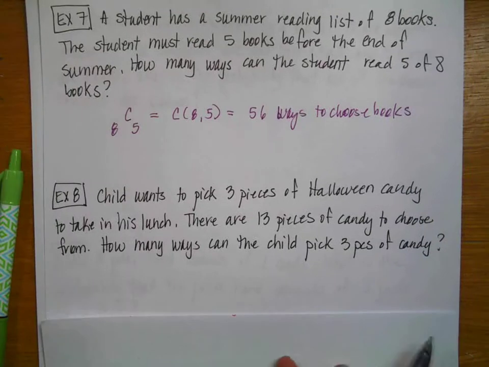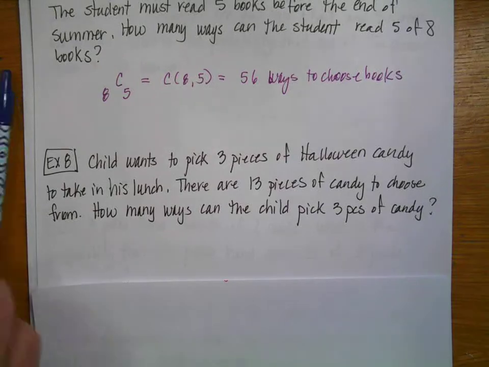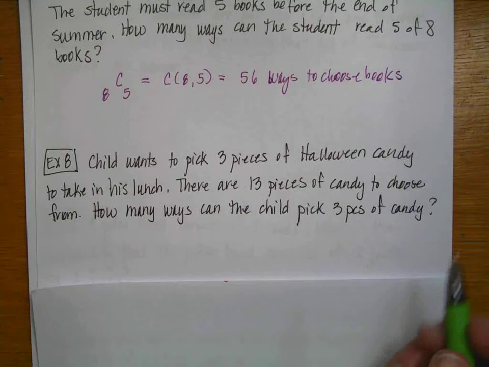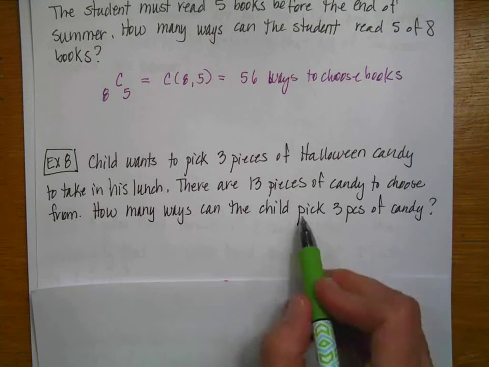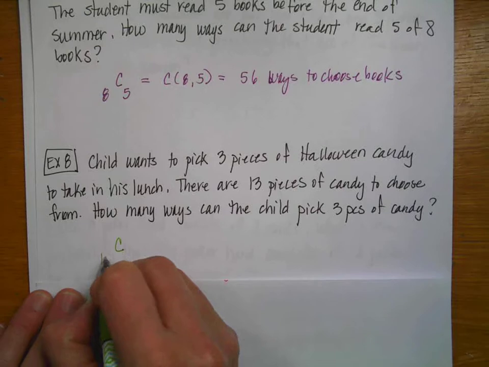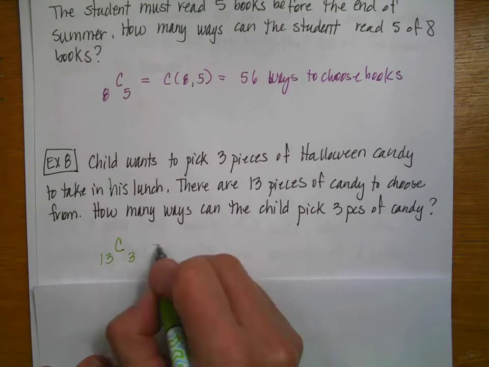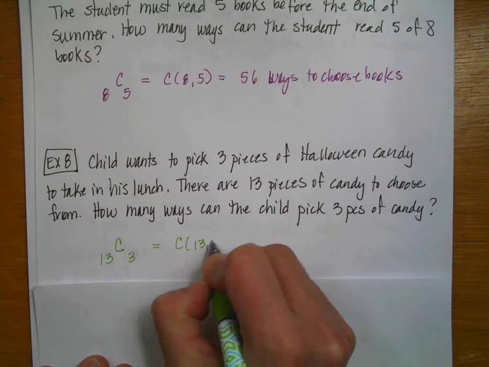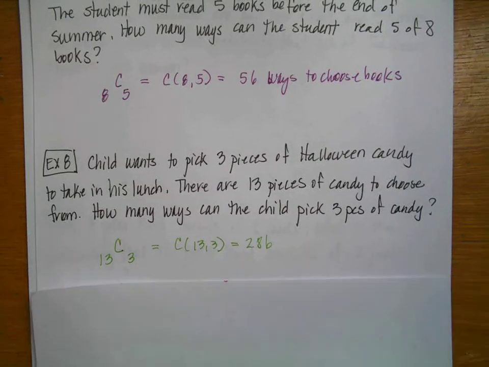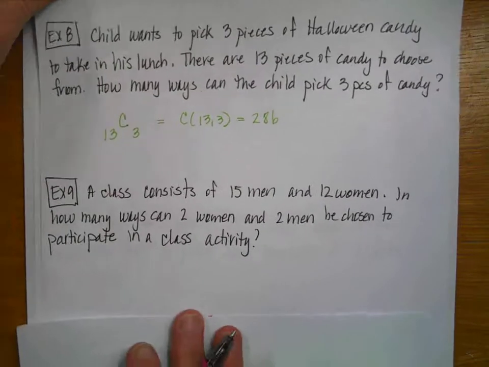So for the next example, example number 8, I have a child that wants to pick 3 pieces of Halloween candy to take in their lunch. How many ways can they choose? There's 13 pieces and they have to choose 3. Sorry, brain and mouth aren't working at the same speed. How many ways can I pull that off? Again, the order is not important. Hopefully we don't think the order is important. And it's going to be the combination of 13 choose 3. And pushing buttons on my grapher, that's going to be 286.